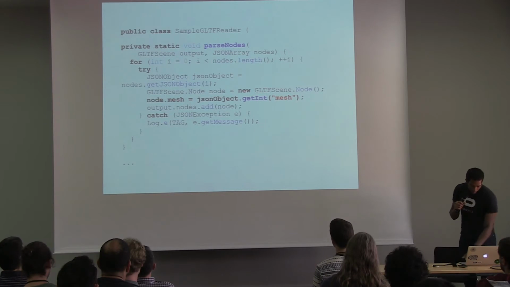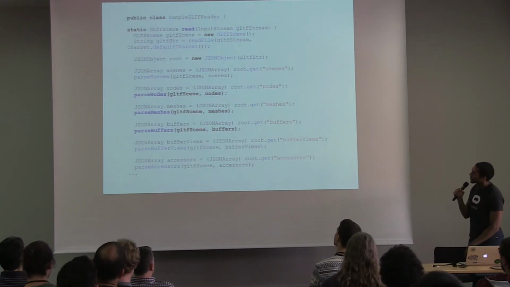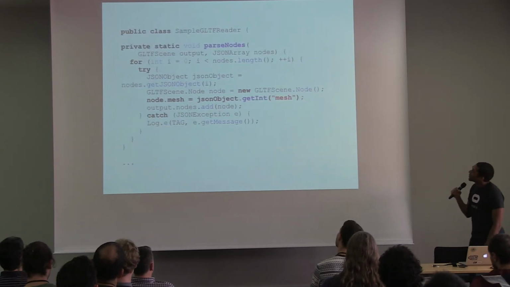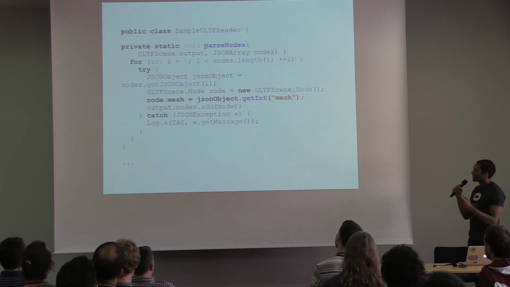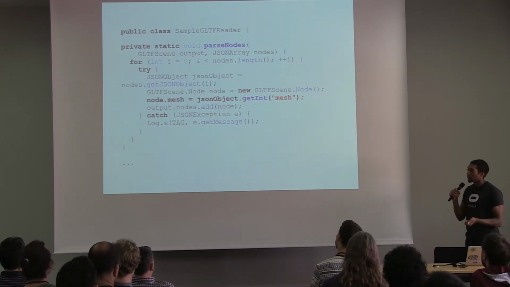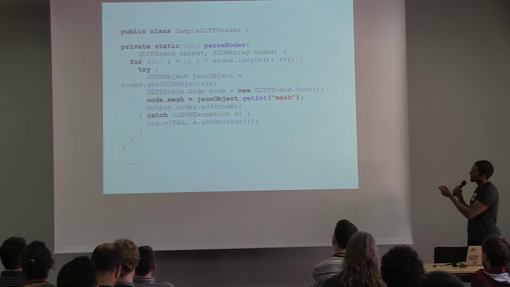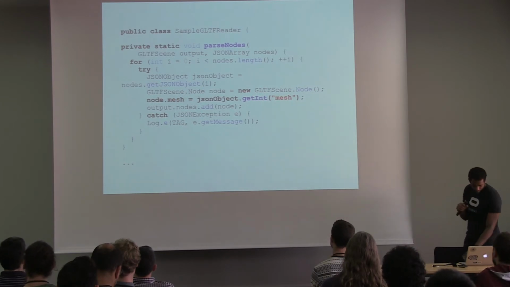All right, so what we're going to do is for each one of these sections, I'm just going to talk about parsing nodes, meshes, and buffers, because those are the most interesting ones. You guys can look at the code later. So parsing nodes is pretty straightforward. Again, all you need to do is find the indices of the meshes that are part of the node. You just look at each object in the list of nodes, and you get the int value for the mesh, which is basically just a reference or an index into the list of meshes.